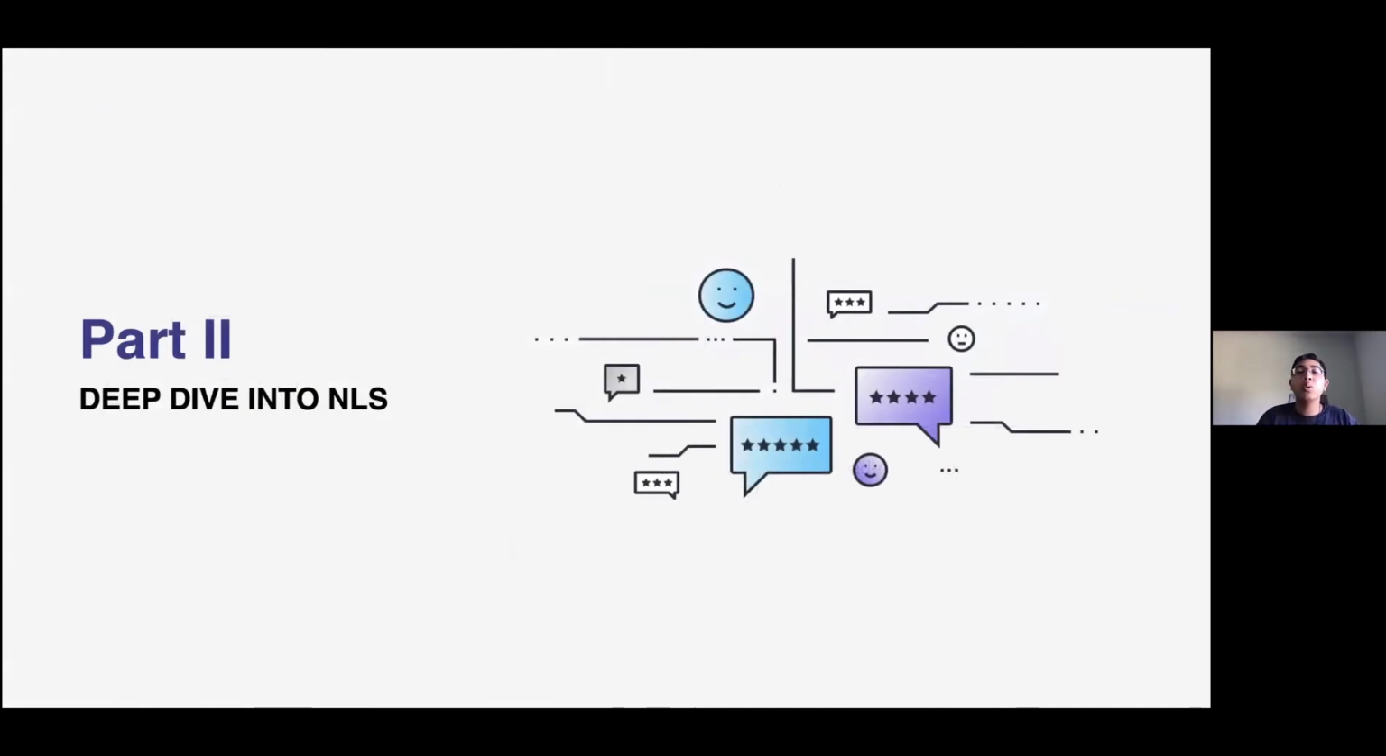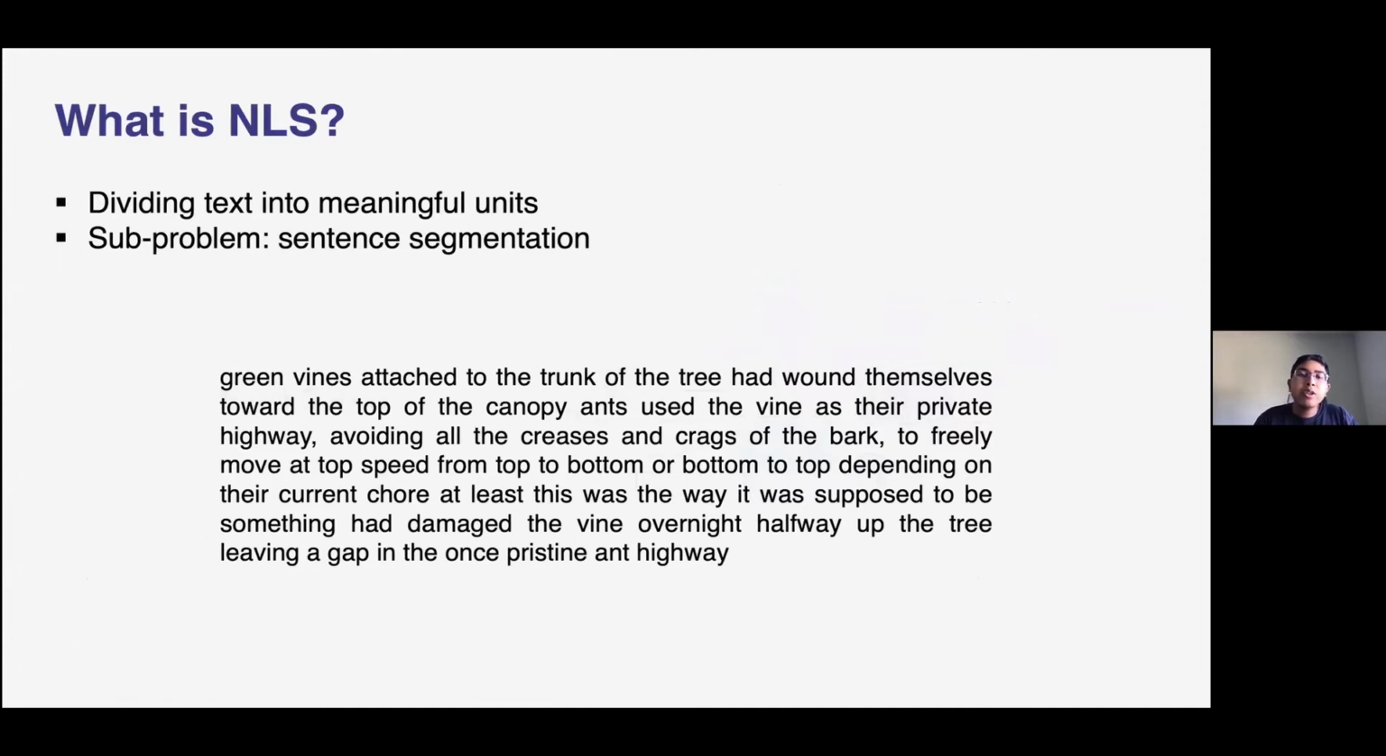So now let's dive into our NLS architecture. Natural language segmentation is the process of dividing written text into meaningful units, such as words, sentences, topics, or paragraphs. Text segmentation encompasses a variety of problems, such as word segmentation, intent segmentation, and so on. But our work is concerned with sentence segmentation. Sentence segmentation is the problem of dividing a string of natural language text into its component sentences.